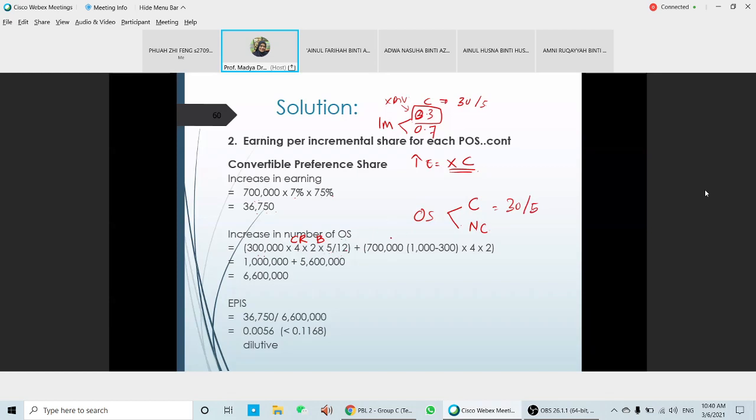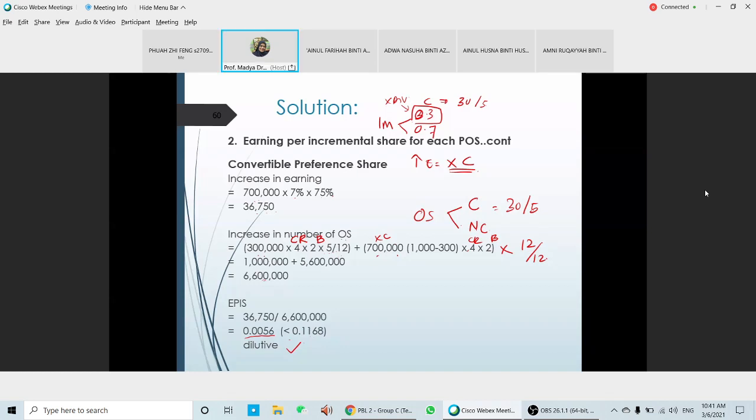Then the other one is the one that is not converted. So you have 700 times 4, where 4 is the conversion rate, 2 is the bonus, and then times 12/12 here. So we're going to have 1000 plus 656, so you're going to have 66. So 36 divided by 6.6, we have 0.0056 here, which compared with the basic is considered as dilutive. That one is for the preference shares.